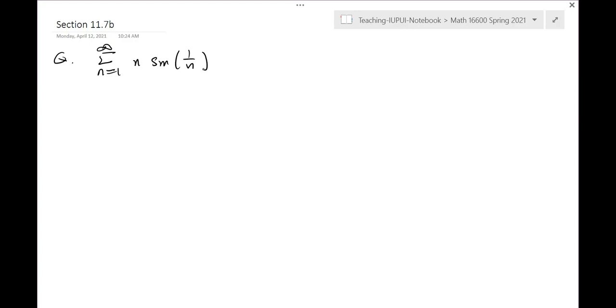Is the term positive? I think it is, right? This is n, right? I think this is positive because 1 over n is very small, then sine of 1 over n is a positive number. The question is, is it convergent or divergent, and why?